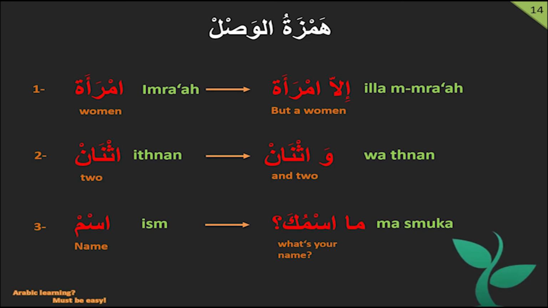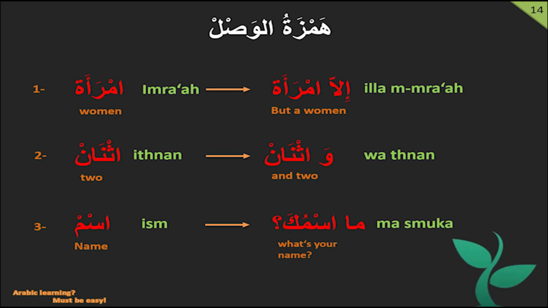The second example is ithnan. Ithnan means two, with the addition of wa means and, are together pronounced wathnan. So immediately started with the second letter, tha, in this example.